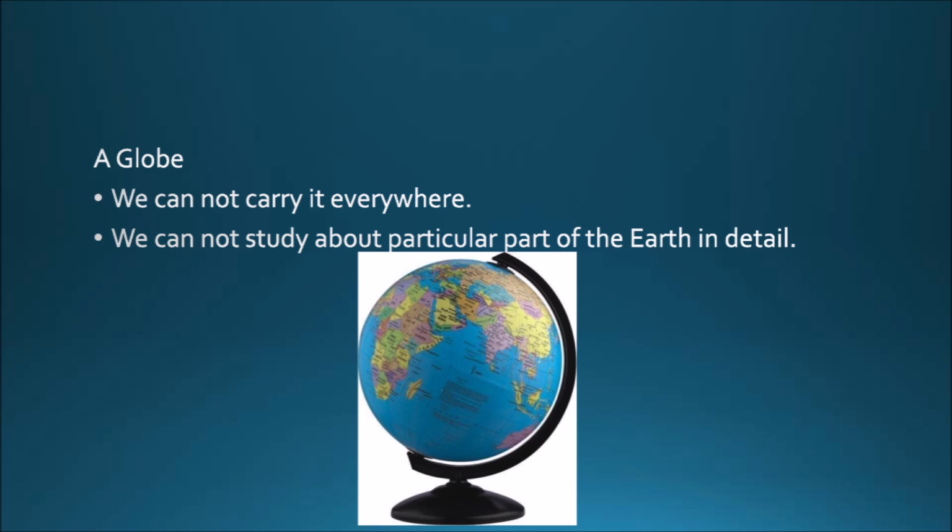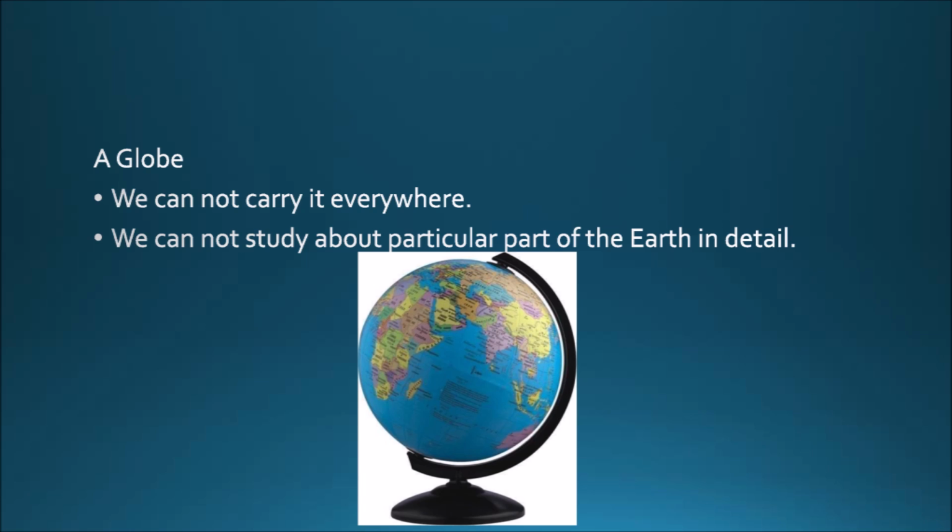A globe. What is a globe? A globe is a miniature model of the earth. Miniature means a mini model of the earth. It shows the complete earth at a time. If we have to see the complete earth, we can see the globe. It is exactly like earth. But it is not easy to carry it everywhere.